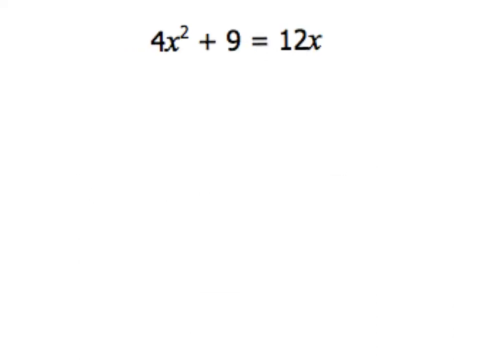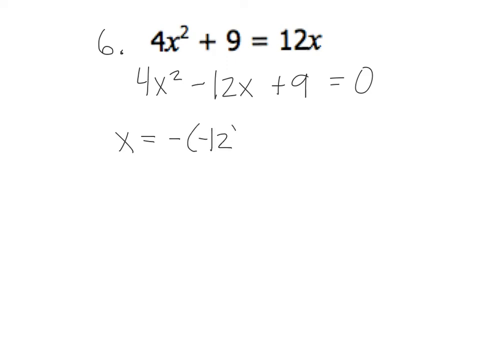Okay, moving right along. This is going to be number 6 for you guys on your notes. Again, we have an equation that's not in standard form, so your first step should be to put this in standard form. So you're going to have 4x squared minus 12x plus 9 equals 0. Let's get rolling with the quadratic formula. So x equals negative b, so double negative, plus or minus the square root of b squared, so put that in parentheses, squared minus 4ac.